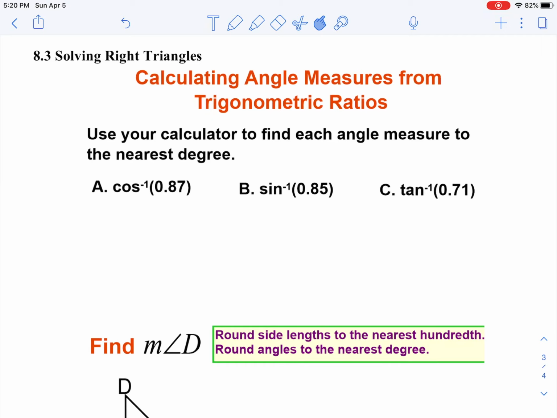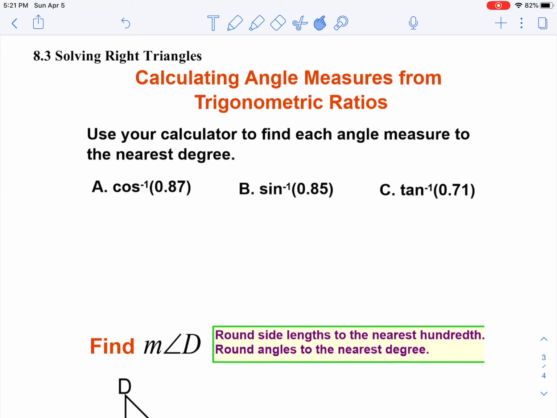For section 8.3, day 2, we're going to start off by calculating angle measures from trig ratios. So go ahead and get your calculator out to find each angle measure to the nearest degree. So starting with A, we're just going to practice typing these in just like you see them.